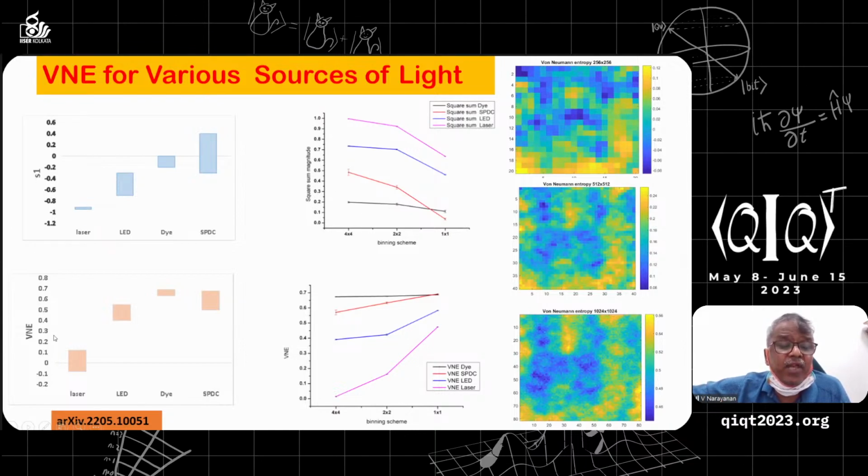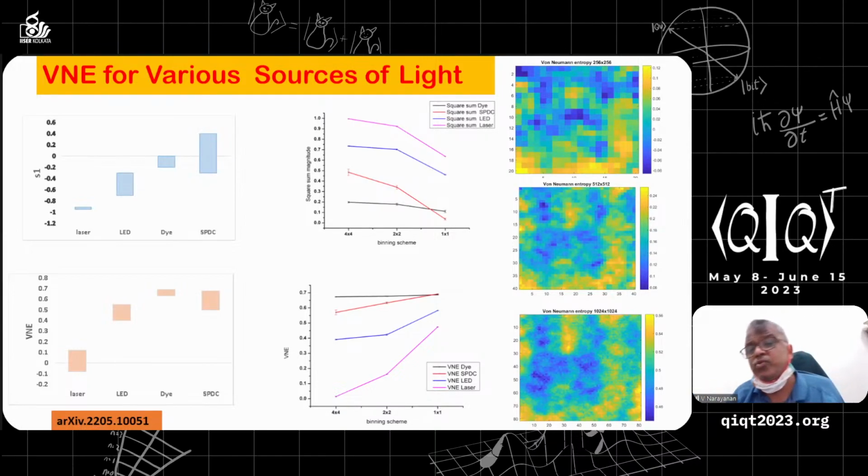And similarly, we also looked at the spread of this, on the left-hand side, for the different light sources, both in terms of von Neumann entropy as well as the S1. So the laser is close to 0, and the spread is much higher for the SPDC, which is quite understandable from here. So one way to characterize the light is using the polarization technique, using this von Neumann entropy.